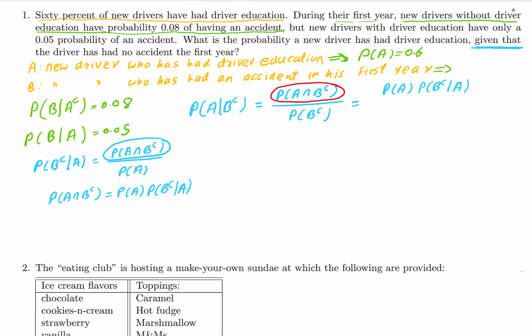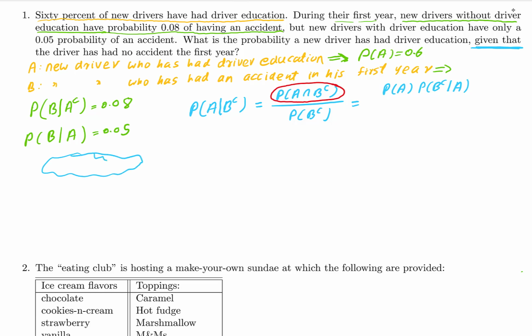Our next one is probability of B complement. How do we find the probability of B complement? Look at this, because we have two groups. One has had the driver education, and the other one has not had driver education. Actually, it is not B, driver education. It is A, and the other should be A complement.